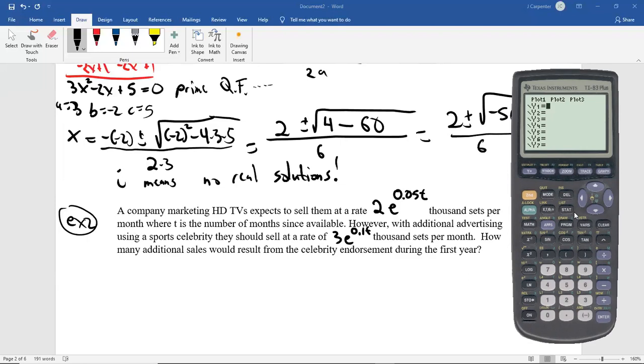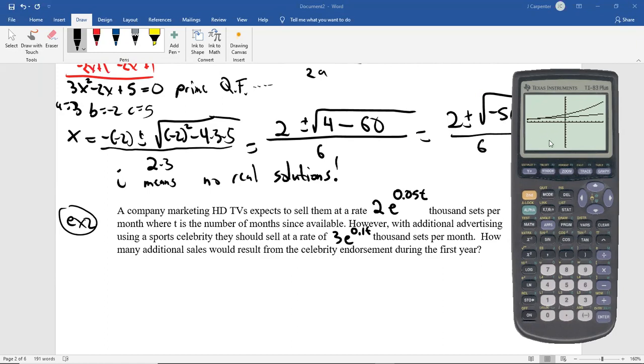And let's have the function 3e to the 0.0, oh, this is supposed to be the 2, 2e to the 0.05x, can't do t's, and the other one was 3e raised to the 0.1x instead of a t. Let's fix the zoom to standard. So this is the one with the 2 coefficient, and there's the one with the 3 coefficient.